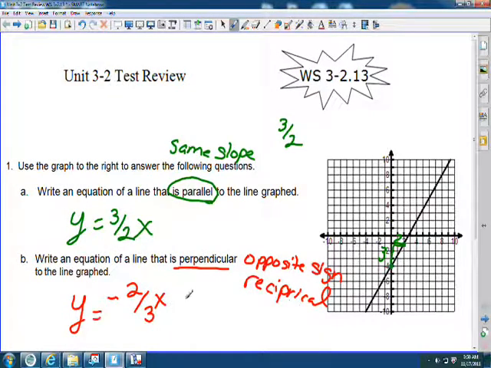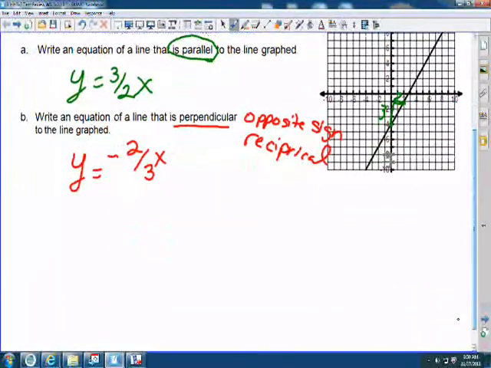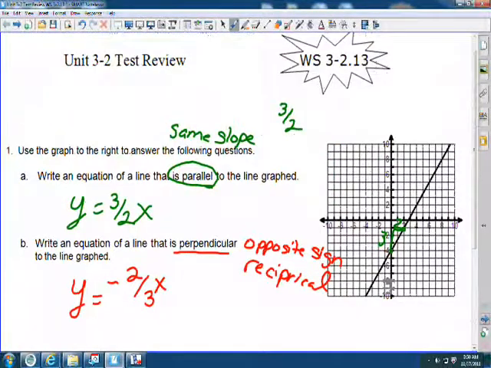Y equals. It does not matter what y-intercept you use. All that you need to know is that for the perpendicular right here, you flip them over and you change the sign. Let's see if there's any more. Oh, those are the only two on this page.